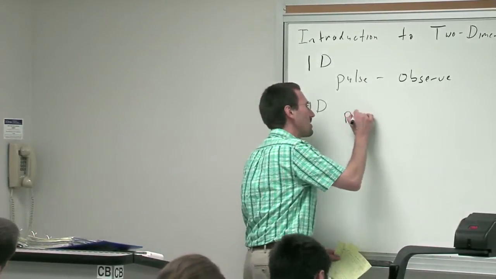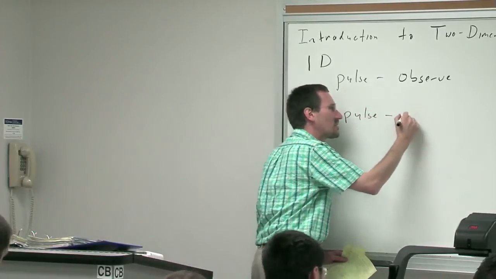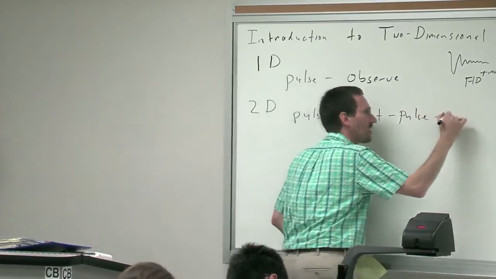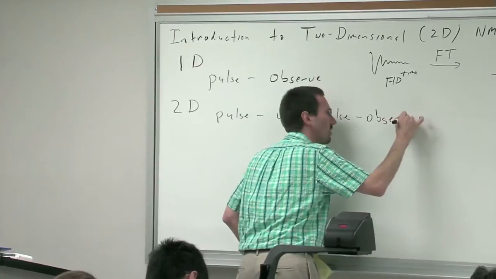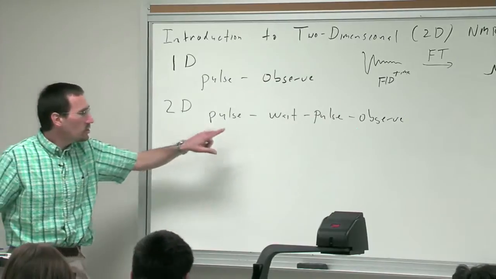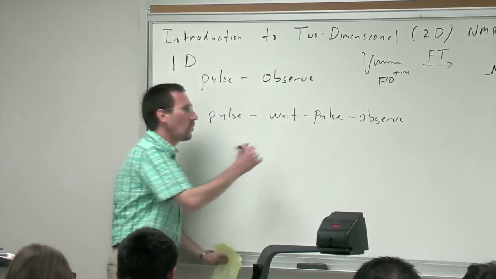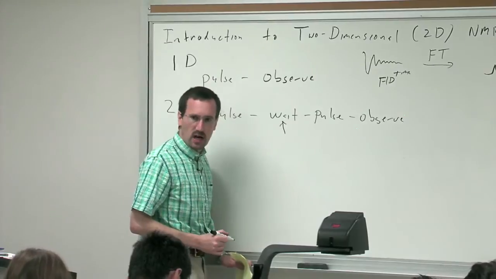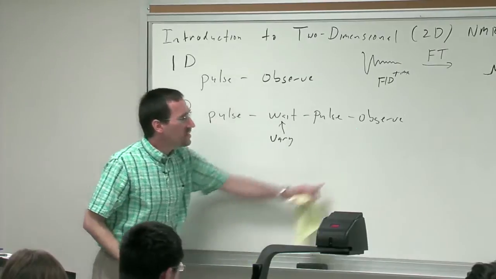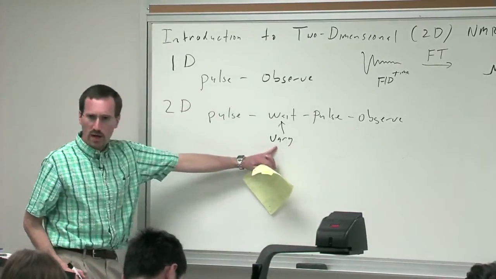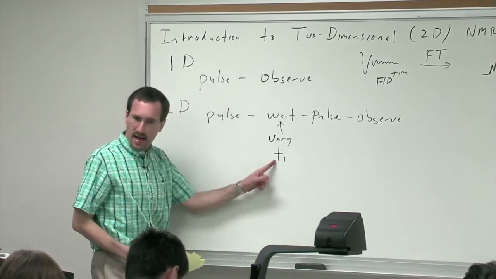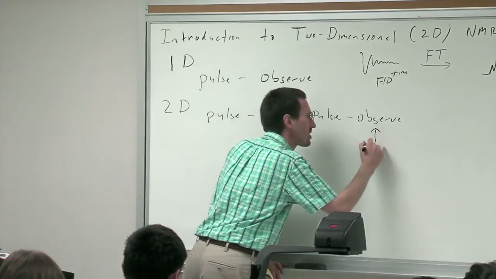A 2D pulse sequence is going to be pulse, wait, pulse, observe. And so what you do when you do this is you get two time dimensions, because the wait is you're waiting for some time. You're going to vary the wait, and then you observe. And so this first wait becomes time 1. We'll call that t1. And the second wait becomes t2.